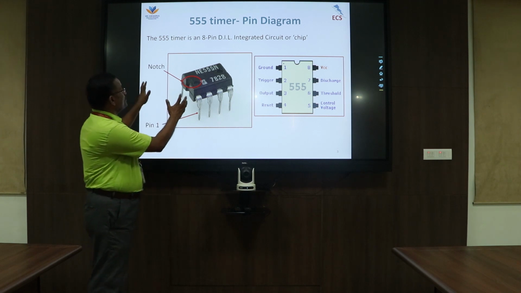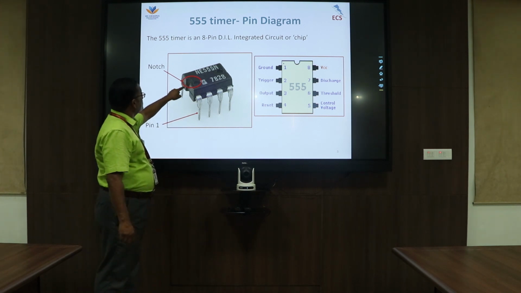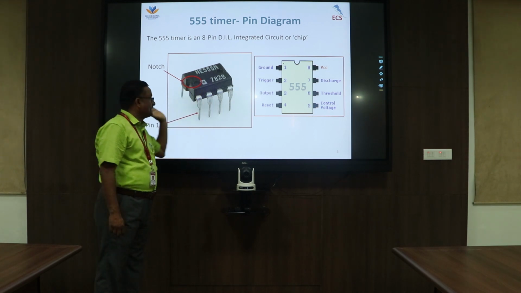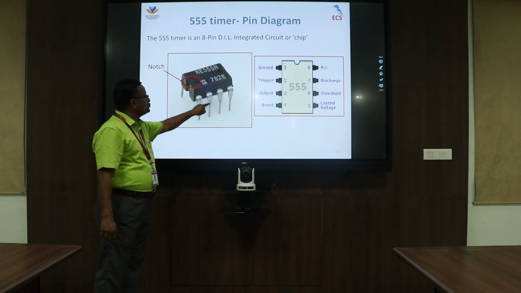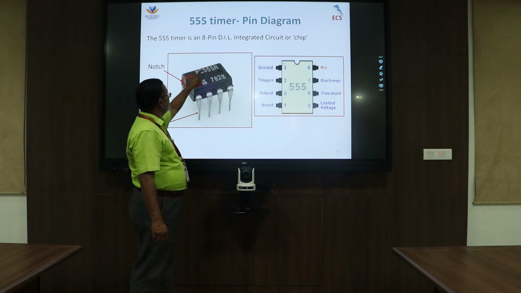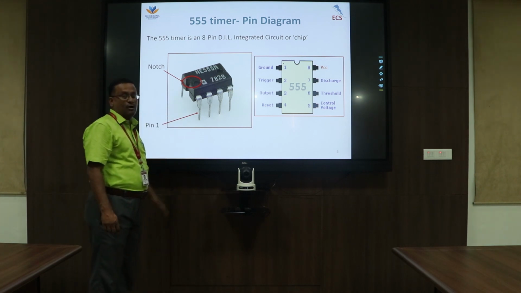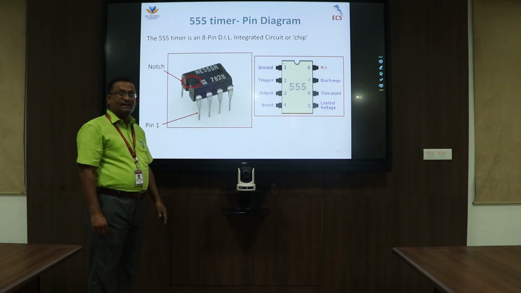This is the pin-out diagram of the IC555. The curved portion, the notch, should be kept on the left side. Pin number 1, 2, 3, 4, and then pin number 5, 6, 7, and 8. The notch is an indication of where to place the IC555 timer on the breadboard.